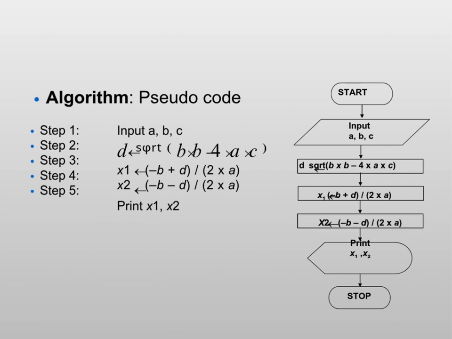Flowchart, quadratic equation. Start. Input a, b, c. d equals sqrt(b squared - 4ac). x1 equals (-b + d) / 2a. x2 equals (-b - d) / 2a. Print x1, x2. Stop.